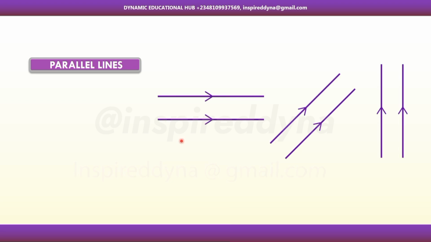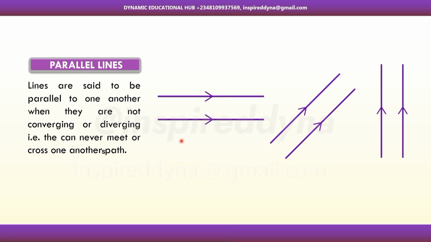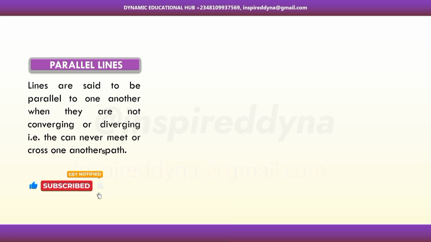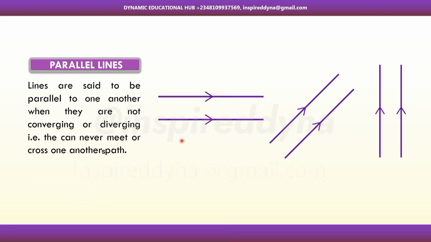We also have parallel lines. So what are parallel lines? Lines are said to be parallel to one another when they are not converging or diverging. Mark that word, converging or diverging, which means that they can never meet or cross one another's path. You have lines, maybe two lines, and the paths of those lines are not cutting across each other. So it means that the two lines can never meet, and they are said to be parallel lines.